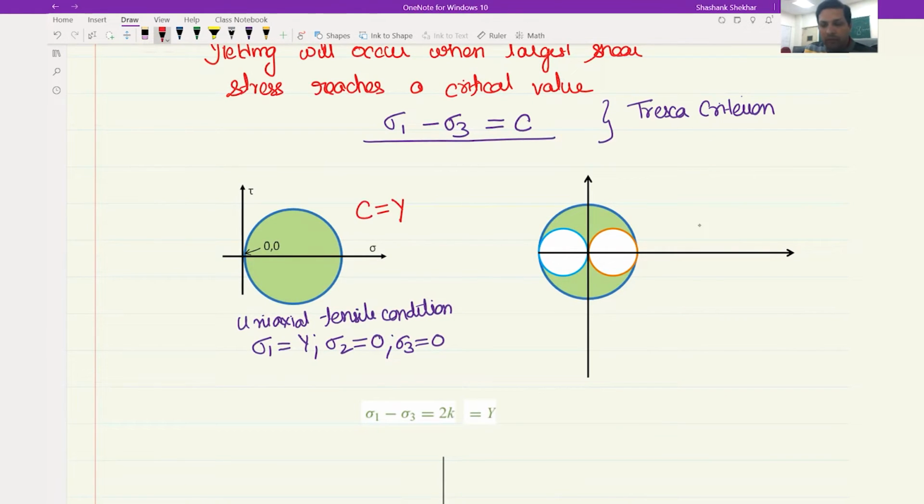Now, like previous time, we will also try to find this constant in terms of the shear strength of the material. So we know that pure shearing takes place under this condition, and this is the Mohr circle that represents the pure shearing condition. Under this, we have sigma 1 equal to k, sigma 3 equal to minus k, and sigma 2 is equal to 0.